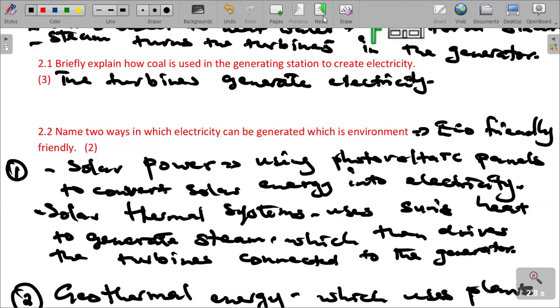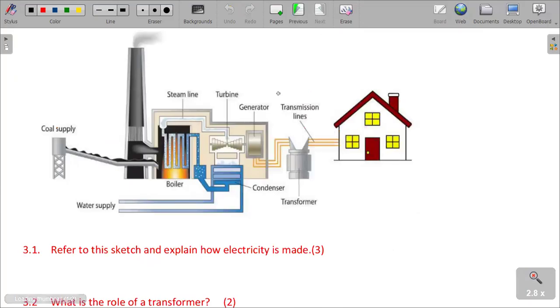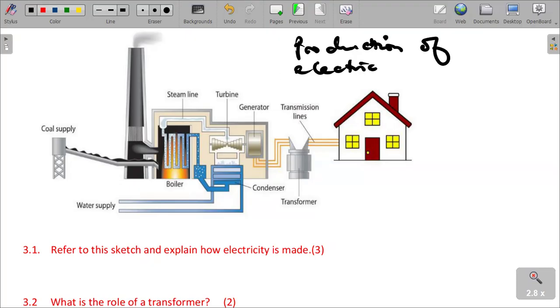So the next question: we are going to look at the sketch. Refer to this sketch and explain how electricity is made. It's also about the production of electricity. Understand?